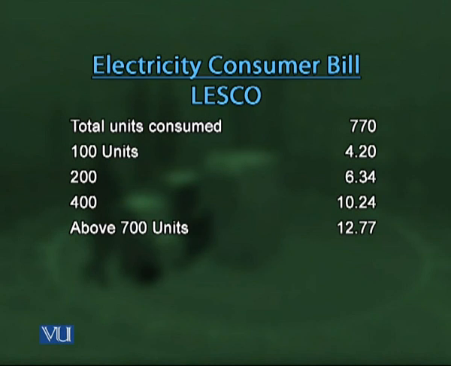The total units consumed are 770 units. The first 100 units, the rate is 4.20 rupees per unit. For the next 200 units, the rate is 6.34 rupees per unit. And for the next 400 units, the rate is 10.24 rupees per unit. For the units above 700, जैसे कि मैंने कहा that the total units consumed for this current month are 770. So above 700 units, the rate is 12.77 rupees per unit.